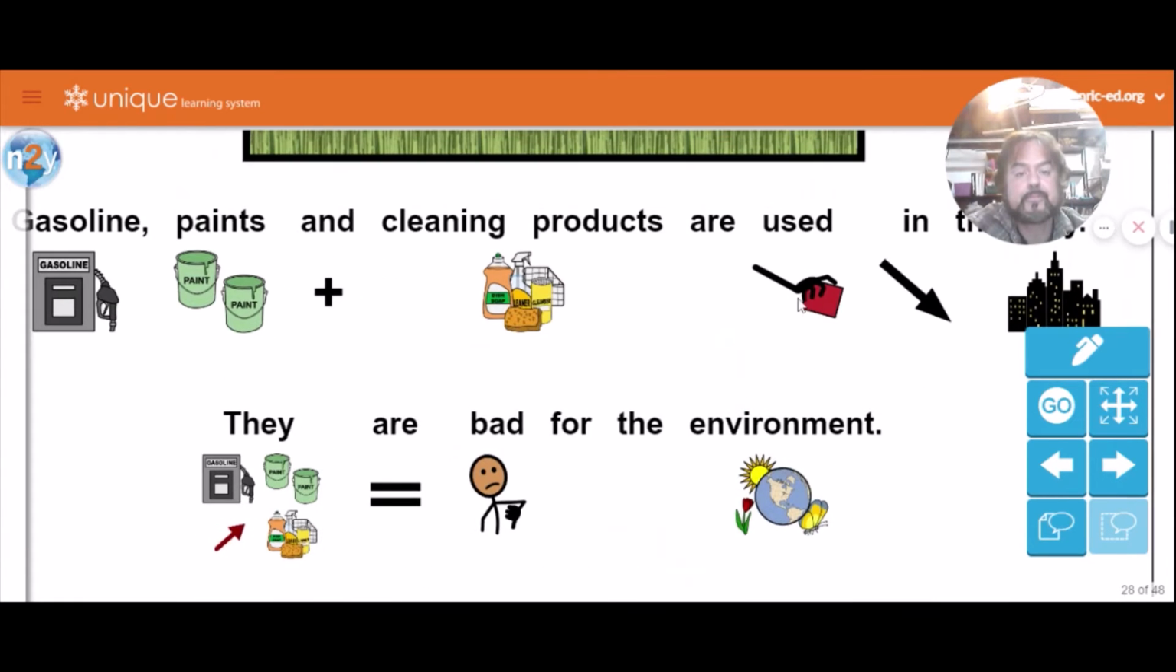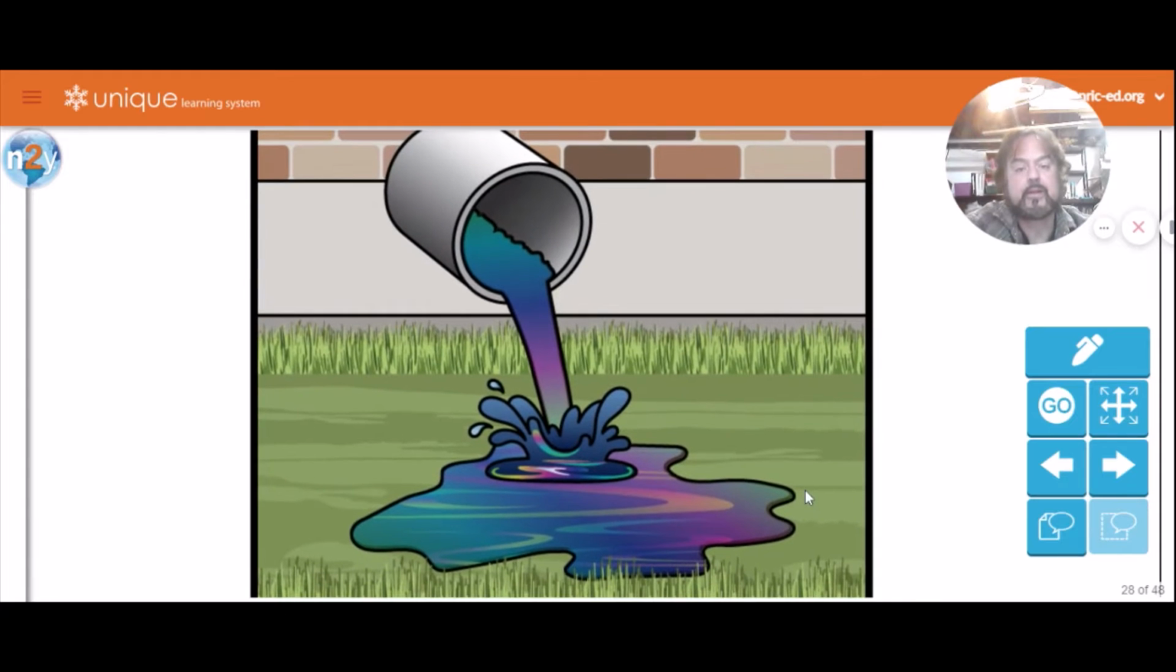Okay, so what happens is you pour something that's poisonous, that's bad for the environment, into the ground, okay? And then it slowly seeps down into the ground. It goes down and down into the ground, and then it makes its way with the rain and everything. The rain goes onto the ground too, and it makes its way to water supplies, rivers and lakes and the ocean. Okay, and then it poisons the fish that are there.